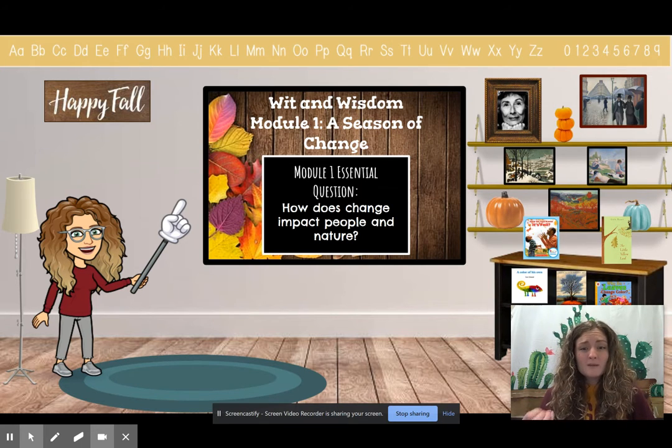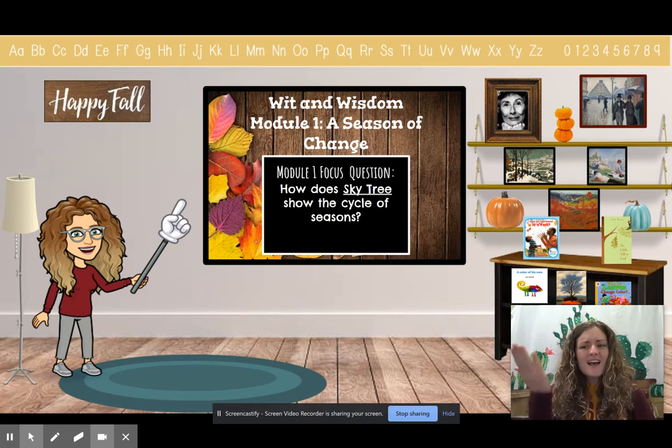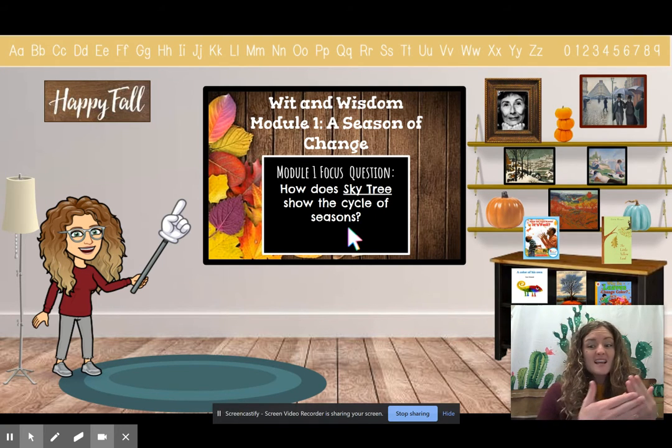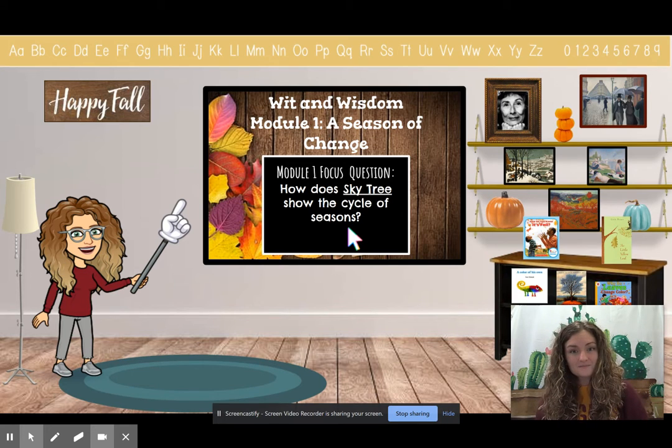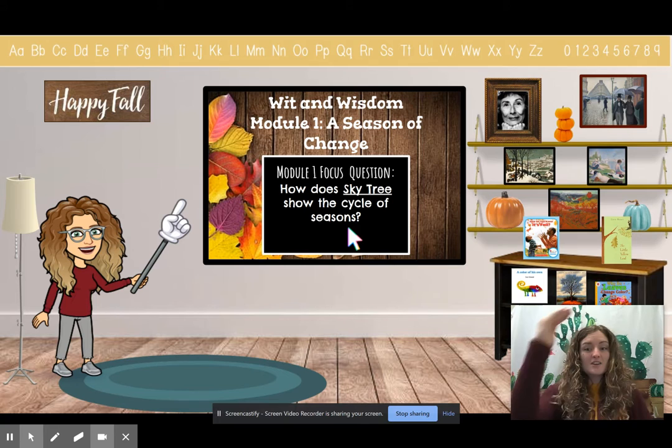Today we are going to be exploring what is happening in our book, Sky Tree. But before we move on to our pizza bite question, I want us to talk a little bit about our pizza slice question. And that is, how does Sky Tree show the cycle of seasons? This entire book is talking about a tree's life during the seasons. When we are thinking about the word cycle, a cycle is something that continues over and over again. It's something that happens in steps over and over again.